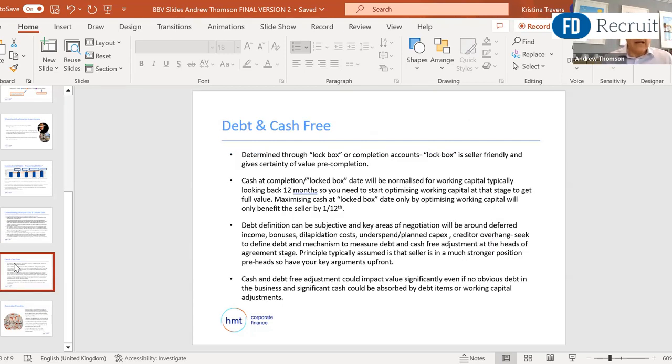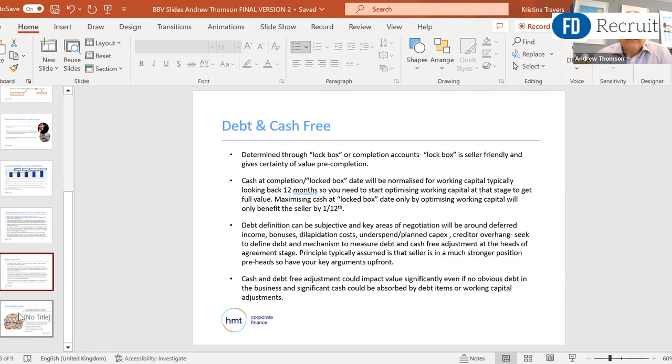In terms of debt and cash flow adjustments, the third element, that's typically determined through the lockbox or a completion account mechanism. As a seller, you want to err towards a lockbox. It is seller friendly, and it does give certainty on valuation pre-completion.